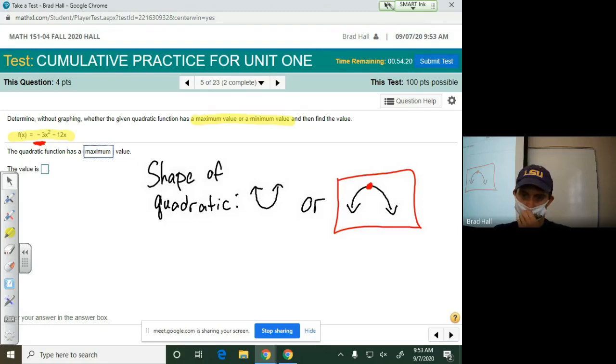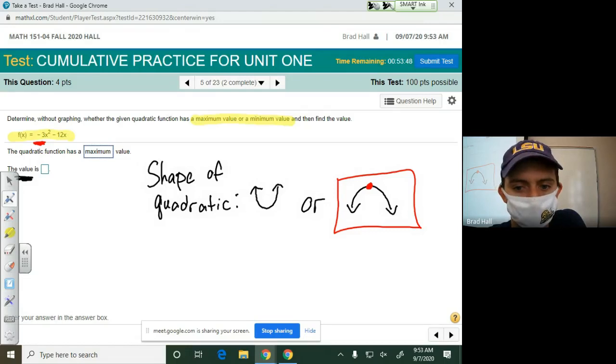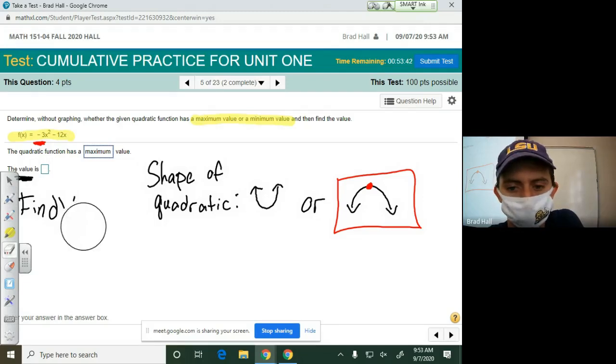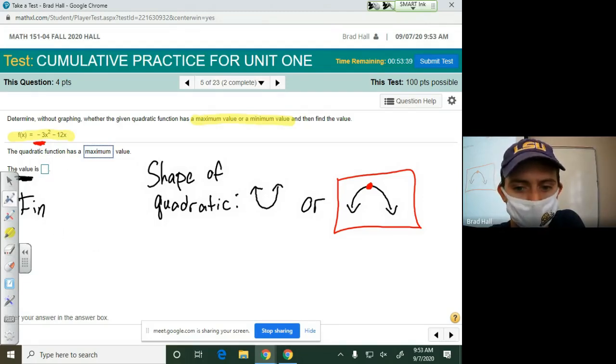And then it wants to know the value of this. Now, I already said before, whenever you have a quadratic and you're finding the maximum or the minimum of it, it has something to do with the vertex. The vertex has two components, an x component and a y component. It wants to know the value. The value is a y value. Generally, when they say a value, they want you to find the y coordinate.